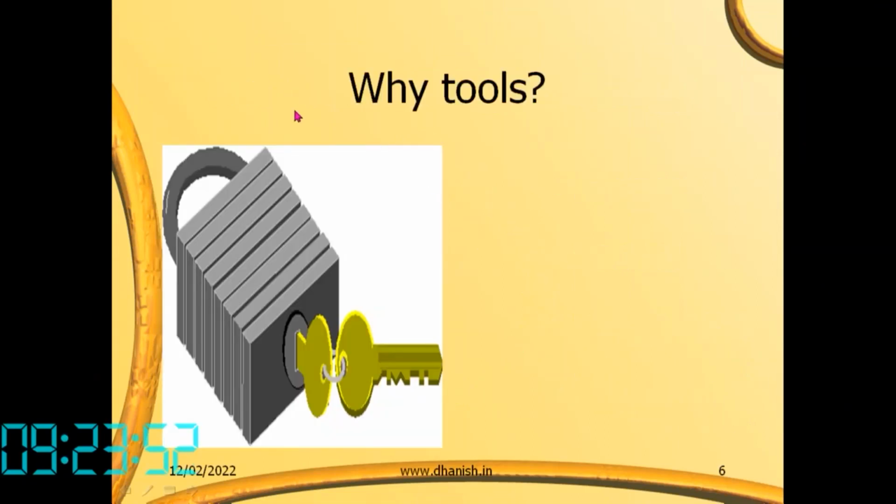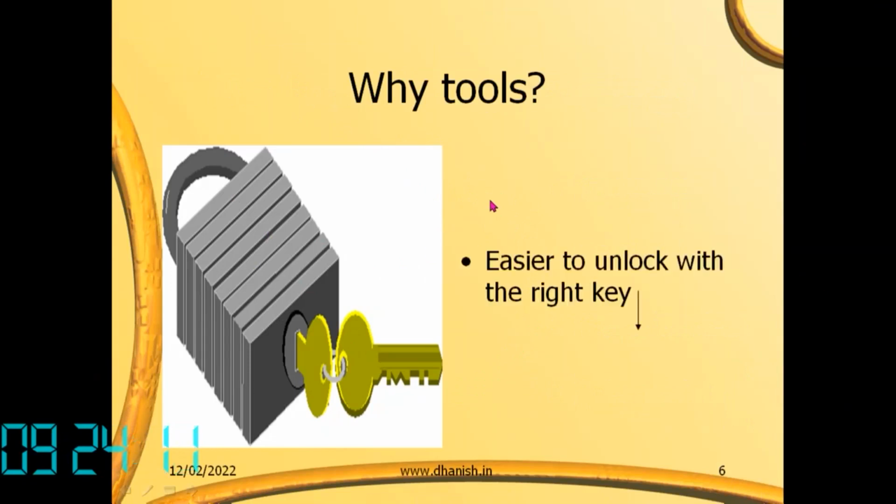And now we come to the tools for Six Sigma. How do we, or why do we need tools first? So you want to open a lock. Okay, you can break open the lock with a hammer, but it is much easier to unlock with the right key. If you use the right key, it is very easy to unlock. Similarly, improvement becomes very easy if you use the right tool.